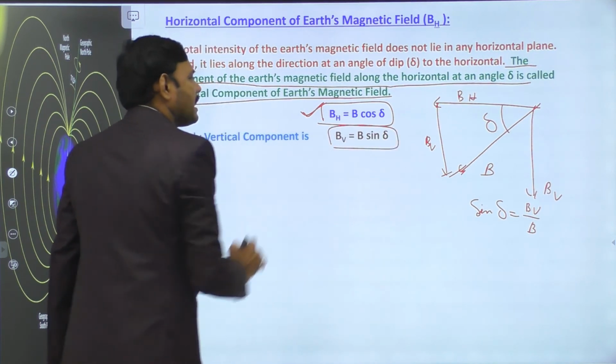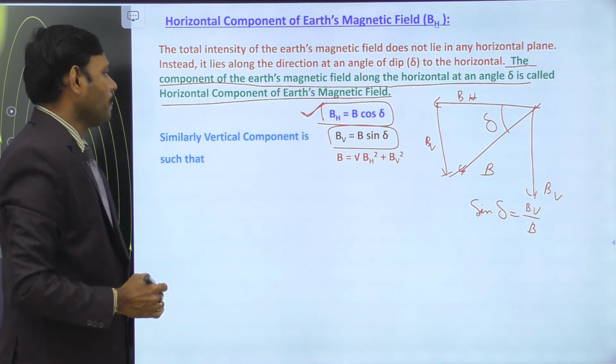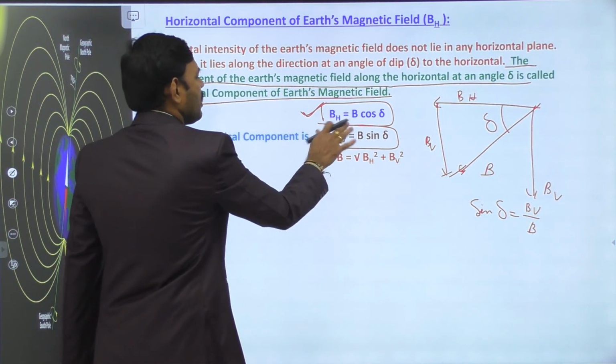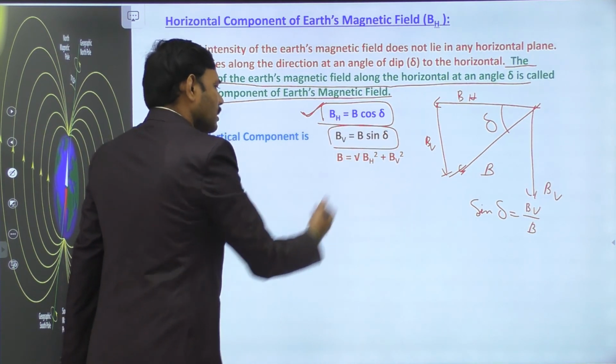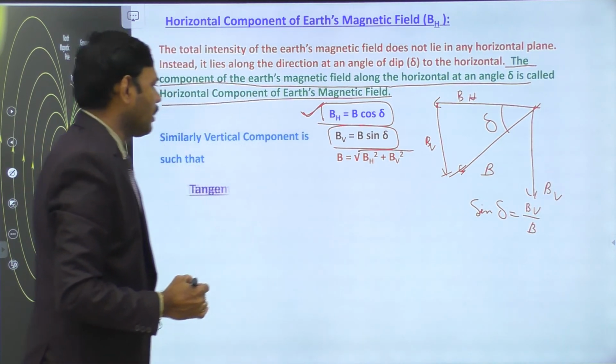BH is equal to B cos delta is the expression for the horizontal component of earth's magnetic field. BV is equal to B sin delta is the expression for the vertical component of earth's magnetic field. Then when you square and add the equations, BH square plus BV square is equal to B square, so B is equal to the square root of BH square plus BV square.